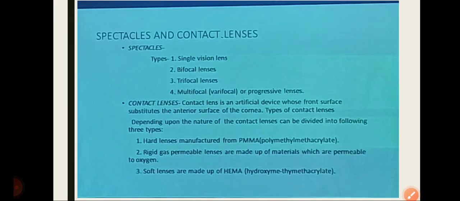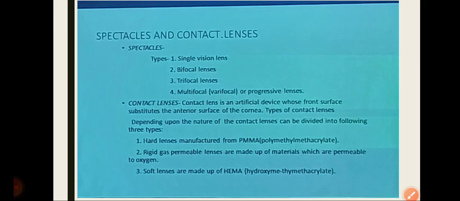So the advantages of spectacles and contact lenses I told previously, but I will repeat this. Types of spectacles are single vision lenses, bifocal lenses, trifocal lenses, and multifocal or varifocal lenses, or progressive lenses. The contact lens is an artificial device whose front surface substitutes the anterior surface of the cornea. Depending upon the nature of the contact lenses, they can be divided into the following types.